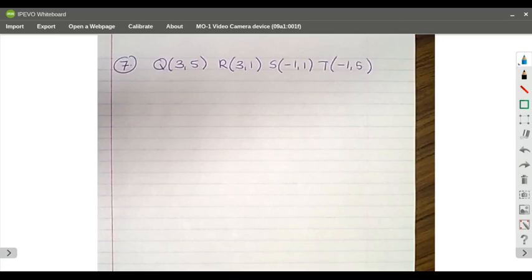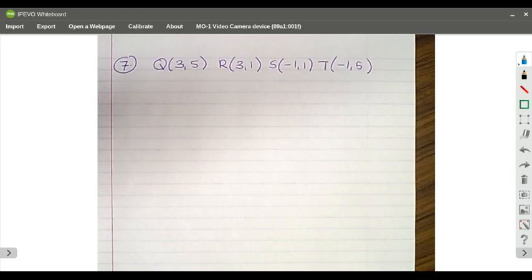I just figured I would go over one of the problems again with you just so you can have a refresher on how to do it. So this was number 7 on your assignment from the other day. I wrote out the points. We have Q, R, S, and T, and we have to determine what type of quadrilateral it is.